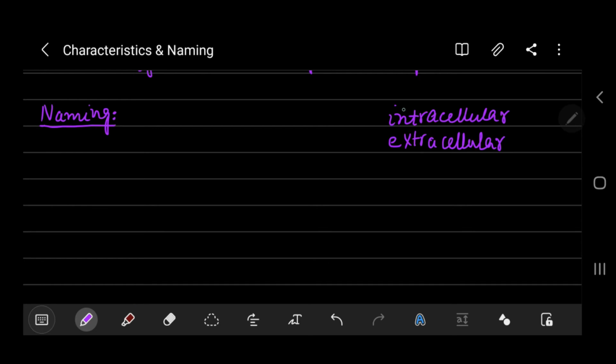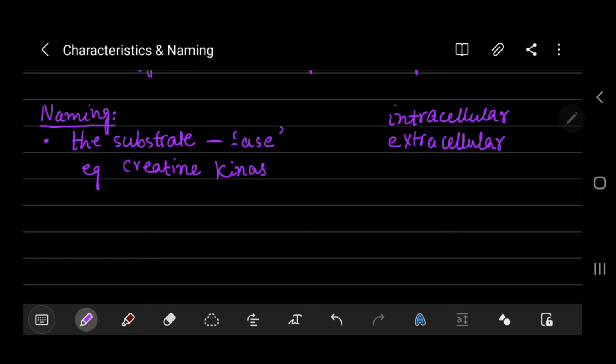Moving on. Most enzymes are named by a relatively short recommended name, which is often the name of the molecule that the enzyme works on, the substrate, and it's completed by adding ase on the end. For example, we have creatine kinase.